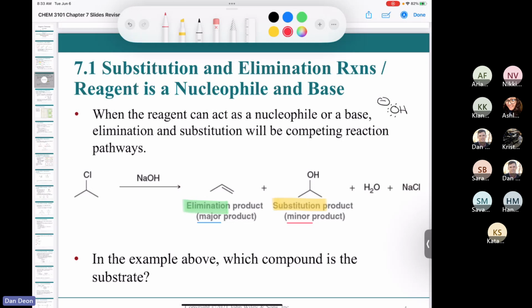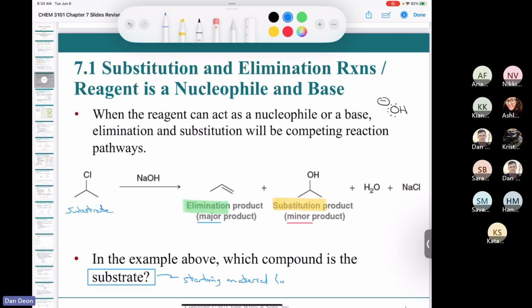So another thing I wanted to tell you is it says here in the example above, which compound is the substrate? So what is the substrate? It's a word I'm going to use all the time. When I'm talking about a substrate, I'm talking about the molecule that has the leaving group on it. So this would be our substrate, okay? Or you could just say the starting material. It's not the base or the nucleophile, okay? So it's really just reactant or starting material. We'll put starting material.